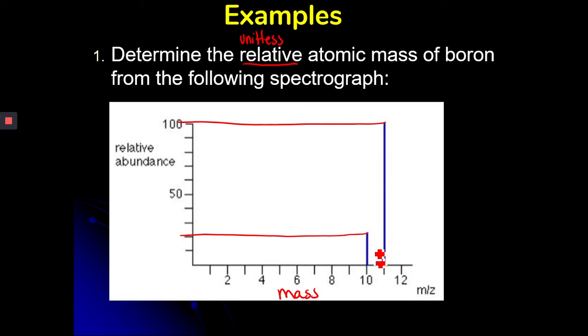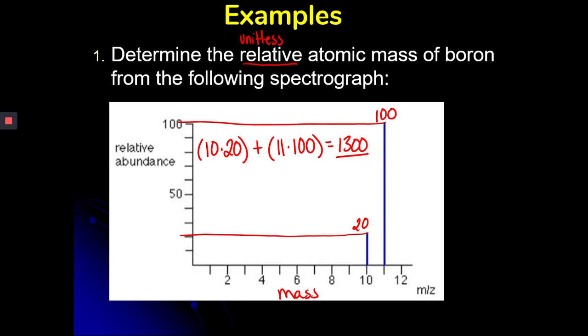If we look at the mass of 10, there was about 20, and then at a mass of 11, we had about 100 atoms. So to figure out the relative atomic mass of boron, we would take the mass, 10, times the number of those atoms with that mass, which is 20, and then do the same thing for the mass of 11, and we had about 100 atoms.